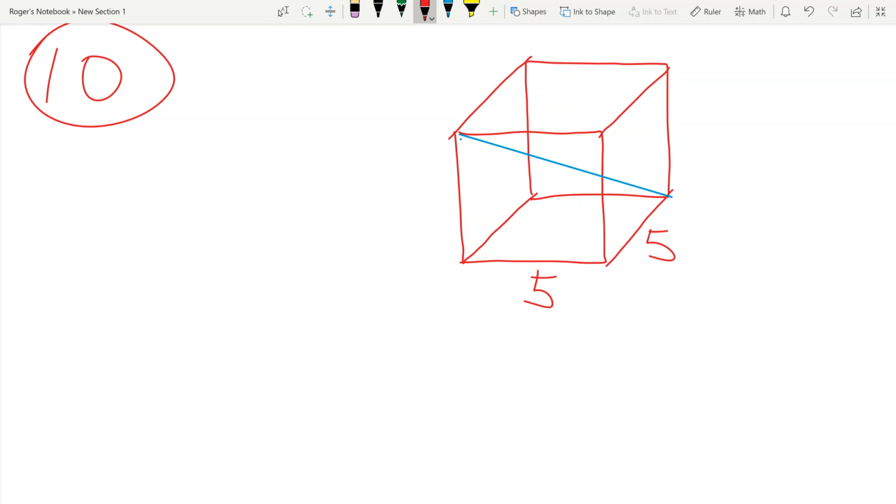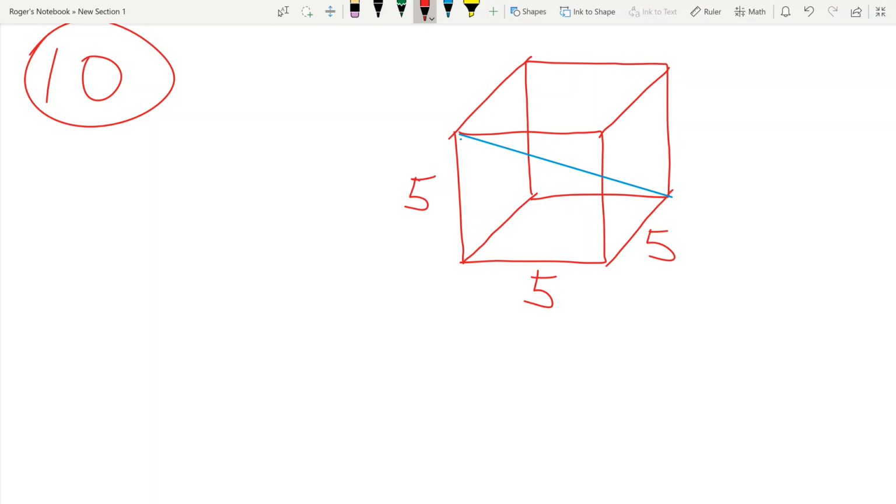Since it's a cube, that means all the angles are right angles in the corners. So finding the blue line becomes a matter of solving a right triangle using the Pythagorean theorem. So this is also 5 going up here, the vertical height. How do we find the blue line?